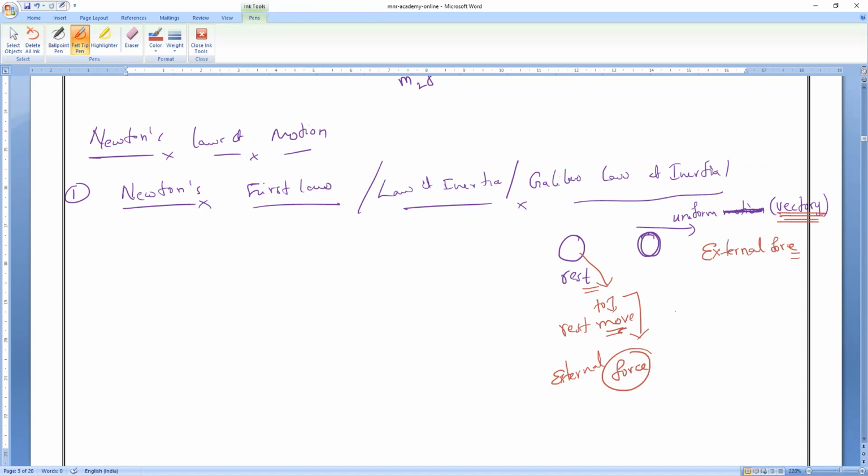So unless an external force is applied, the body which is stationary remains in a state of rest. If there is no external force, no displacement, the body always remains in a state of rest. Now, some bodies are moving with what velocity? Uniform velocity. If you want to stop your car, or increase your speed, now you tell me.